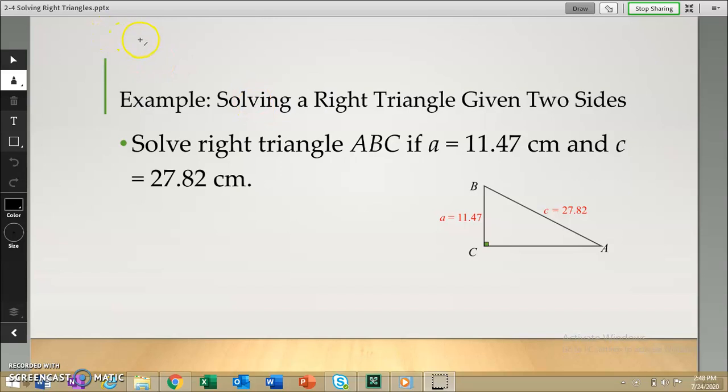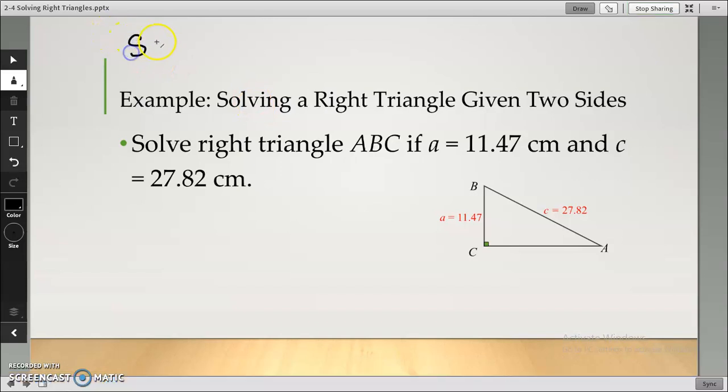So just for our reference, I'm going to write up here our trig functions, which are sine, which is opposite over hypotenuse, cosine, which is adjacent over hypotenuse, and tangent, which is opposite over adjacent.